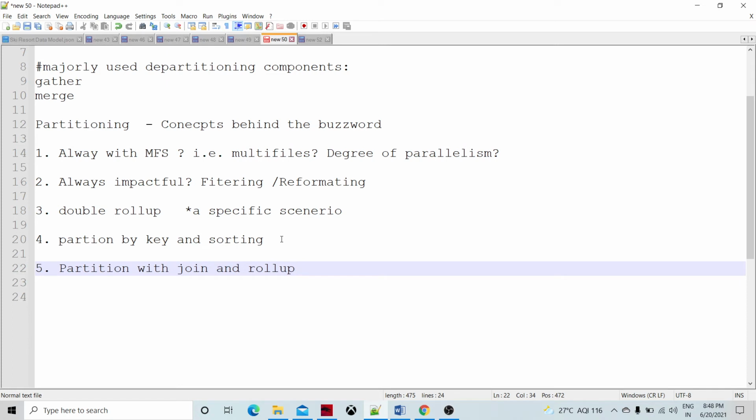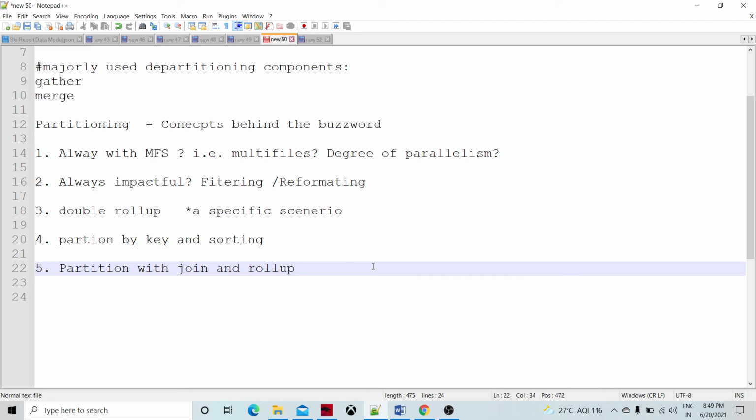When we talk about key based processing like join or rollup, what we do is partition by key and then sort. Partitioning doesn't really impact the sorting. If we already have sorted data, we don't have to sort it again. We just pass it through the partition by key and feed it into the downstream component. And if we don't have partitioned sorted data, then we do the partitioning and then sort. Okay, so that is partitioning with join and rollup.